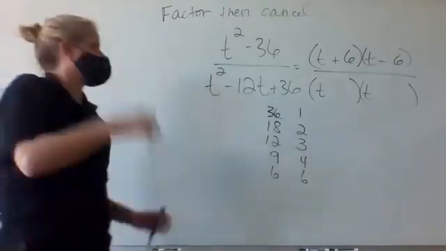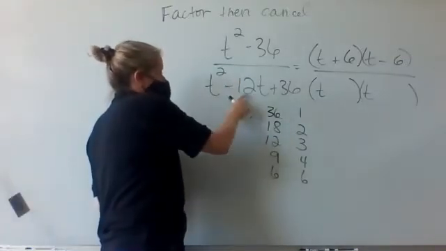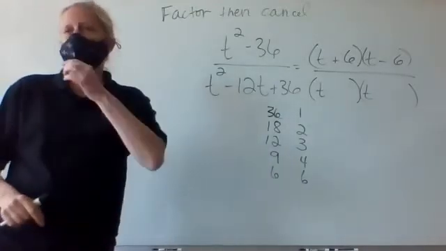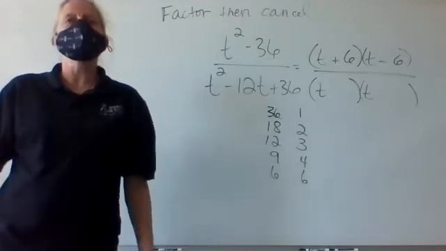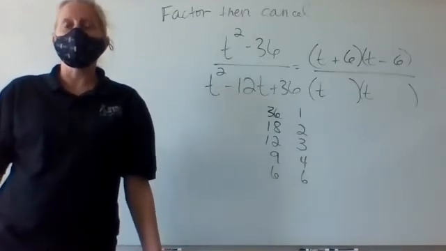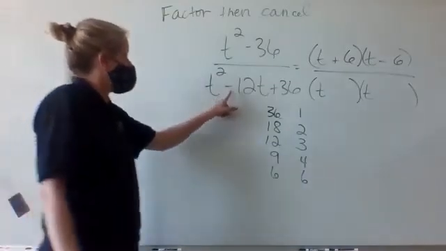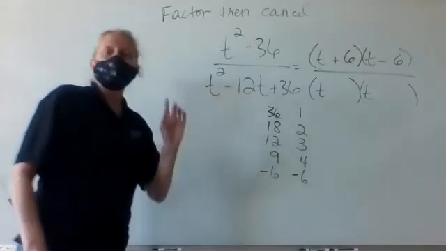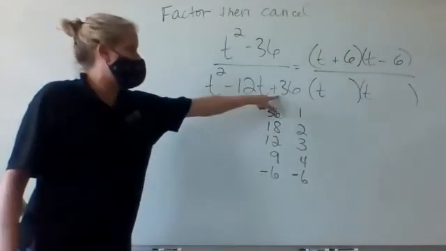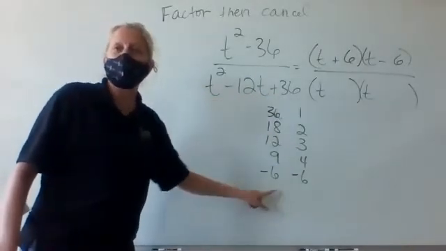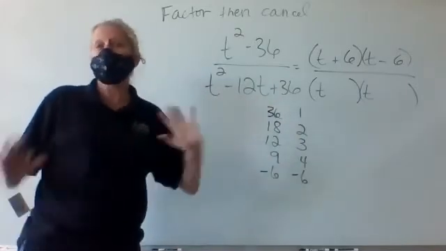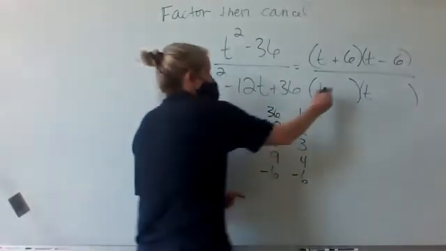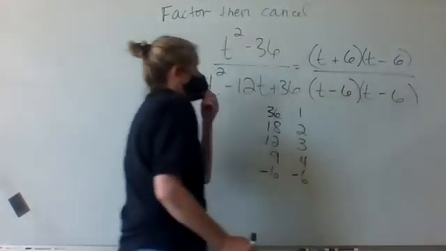Be careful here. What do you have to add to get 12? Negative 12. Don't even worry about the negative sign yet. Which pair looks like it's going to make 12? The 6 and 6 pair. If they're going to add to negative 12, they both need to be negative, which doesn't mess up my positive 36, because a negative times a negative is positive. So negative 6, negative 6. There's the factor part.